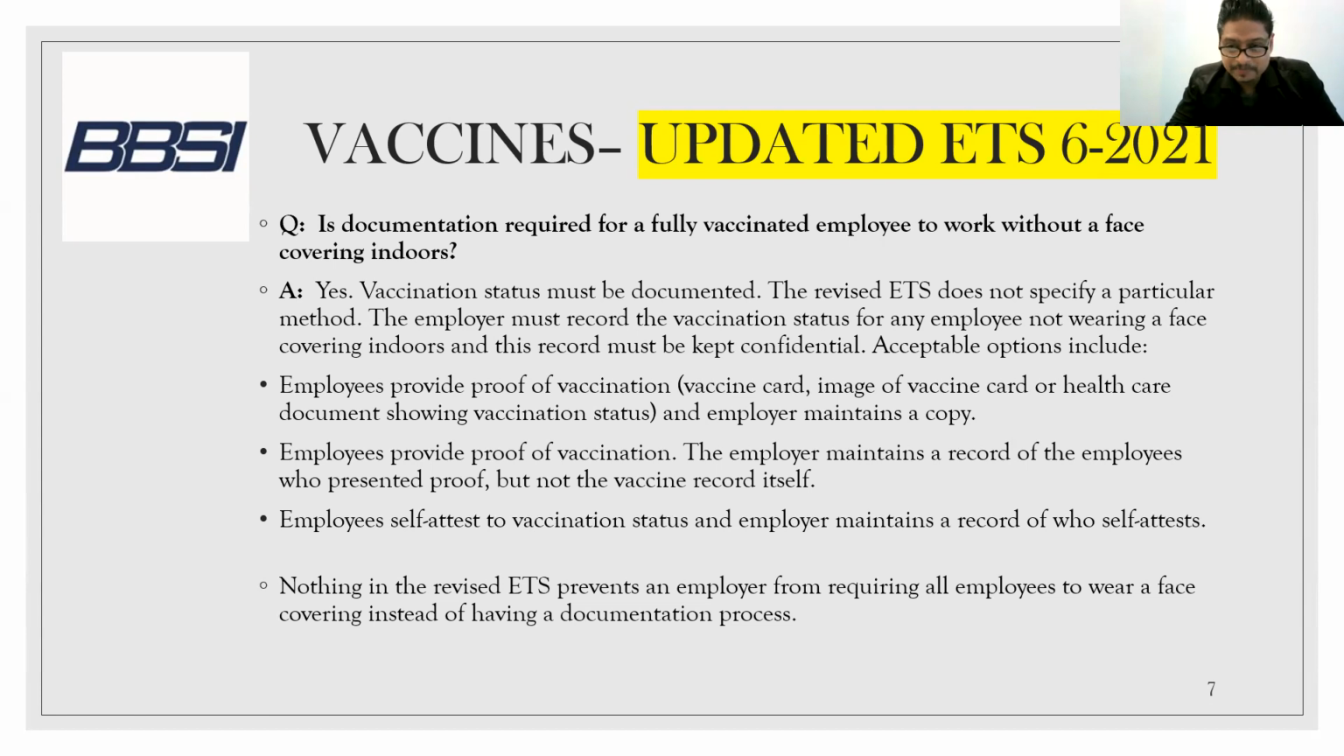Employees provide proof of vaccination, whether it's through a vaccination card, image of vaccine card, or healthcare documentation showing vaccination. The employees have to provide record of the vaccination status, and then employees can self-attest to vaccination status. Keep in mind that employees that refuse to attest whether or not they were vaccinated basically means they weren't vaccinated. Okay, so them not offering their status basically means that they're not vaccinated.